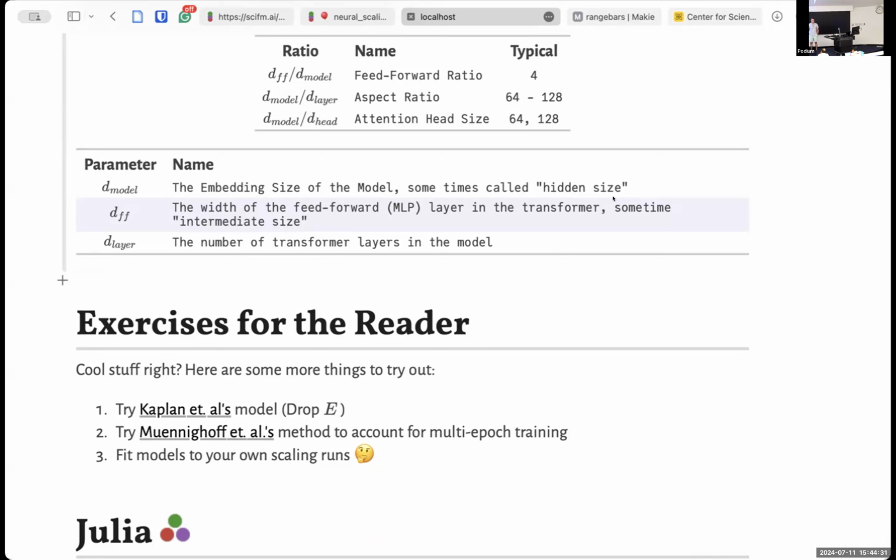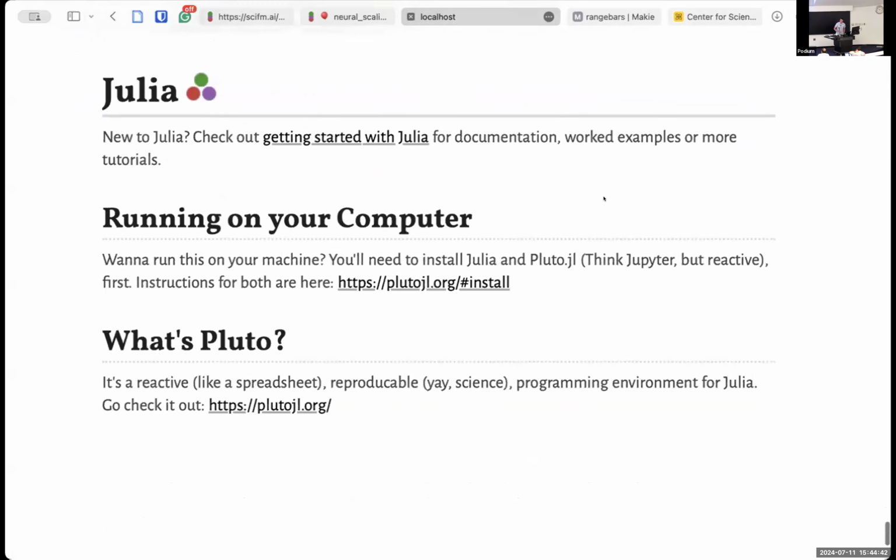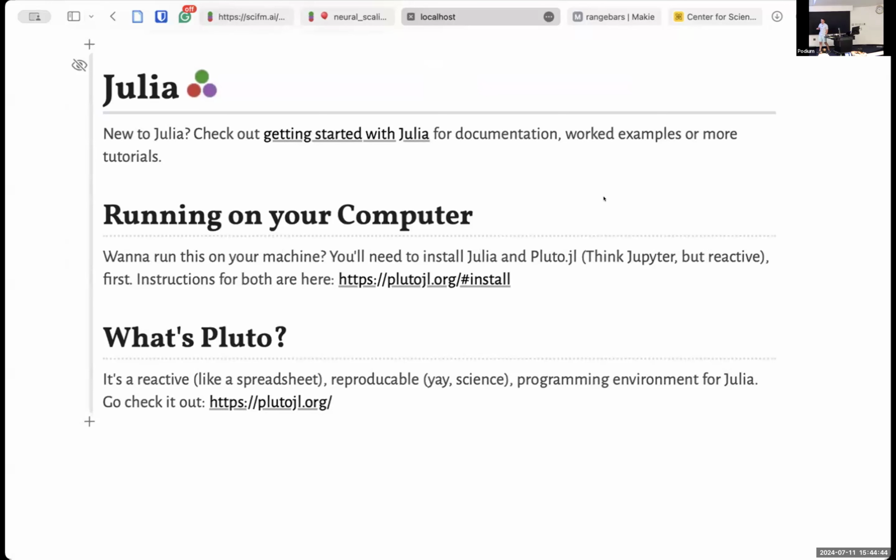Any questions, comments, or concerns? Oh, and then, of course, if you're confused about how to run this, there's some stuff about Julia and how to get it where we're going.